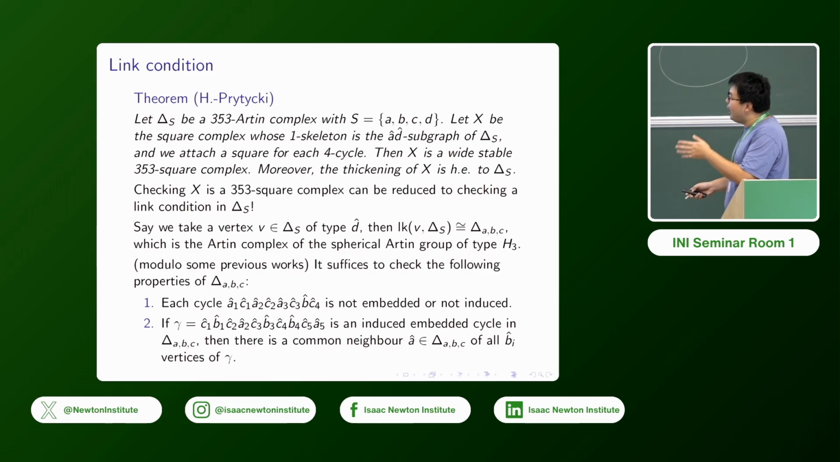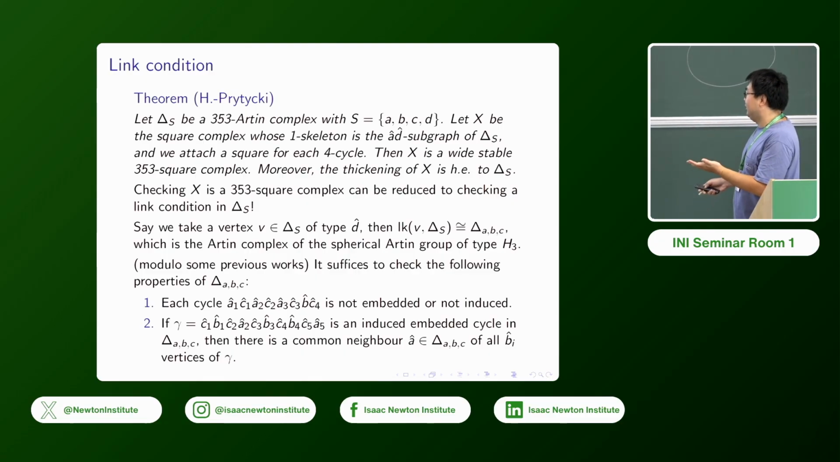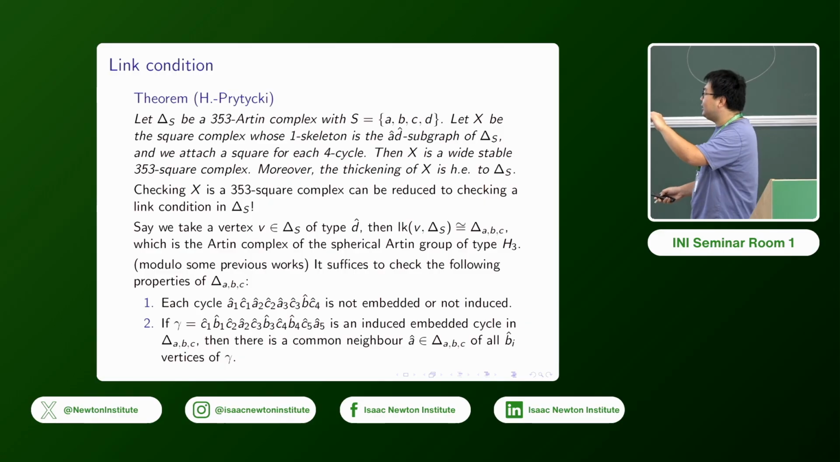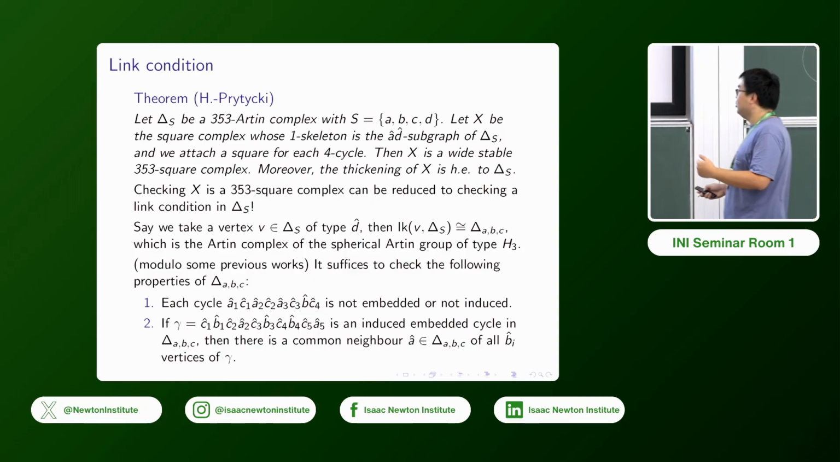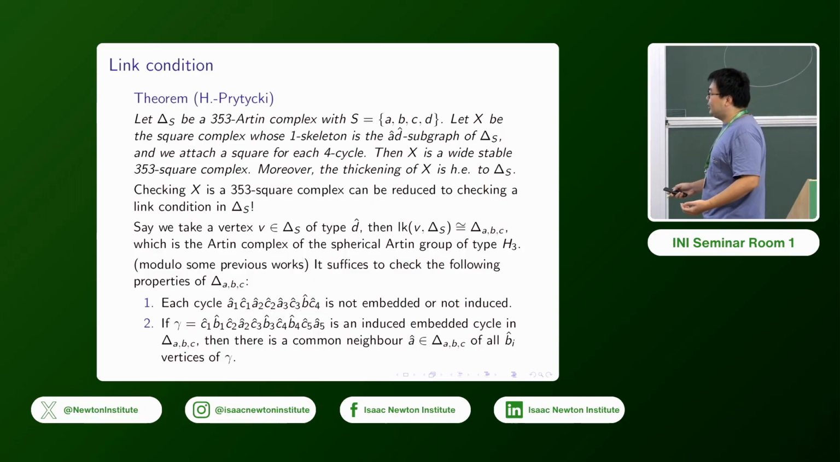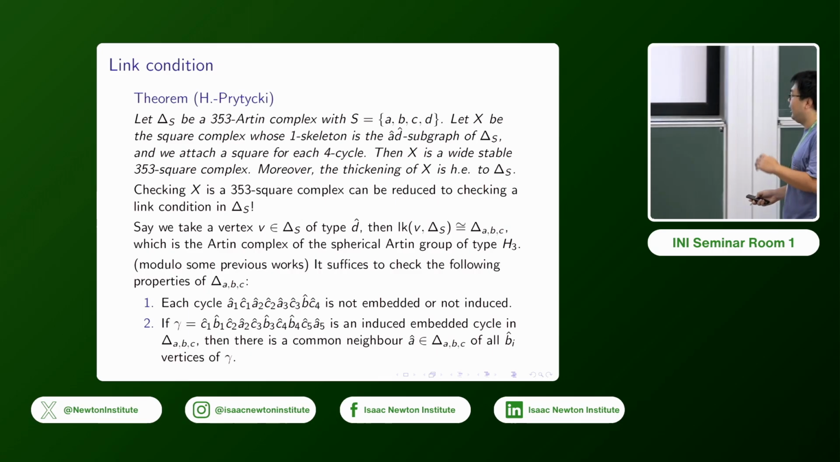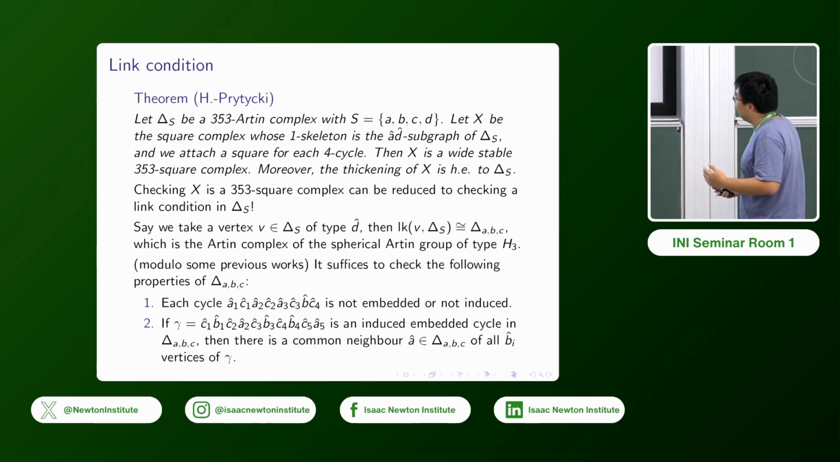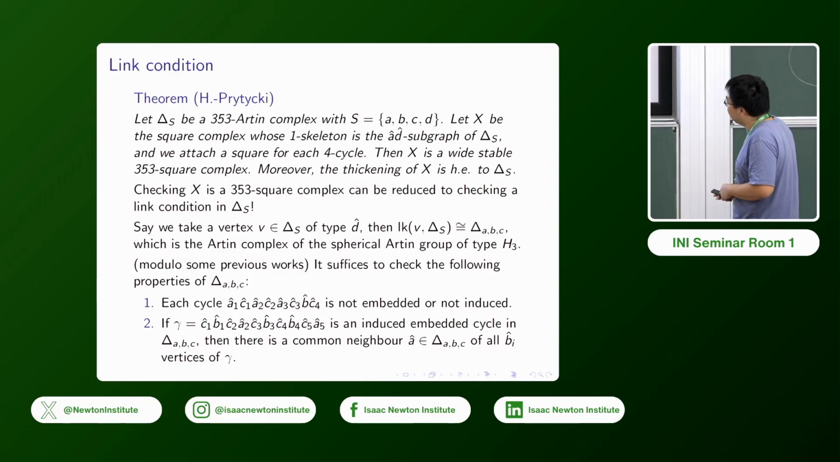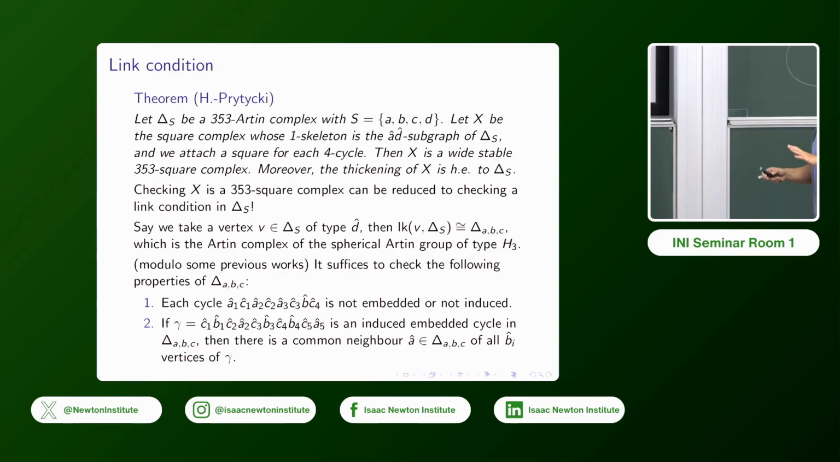So there are only two types of cycles you need to check. The first cycle is, okay, I have an A cycle, where A, C, and B are the vertex types of the cycle. The first condition is that I have this 8-cycle, and I need to check that it is not embedded or not induced. The second condition says that I have this 10-cycle, and I need to check that it is an induced embedded cycle, and then you can find some kind of center of this cycle. So that's the condition we have to check.